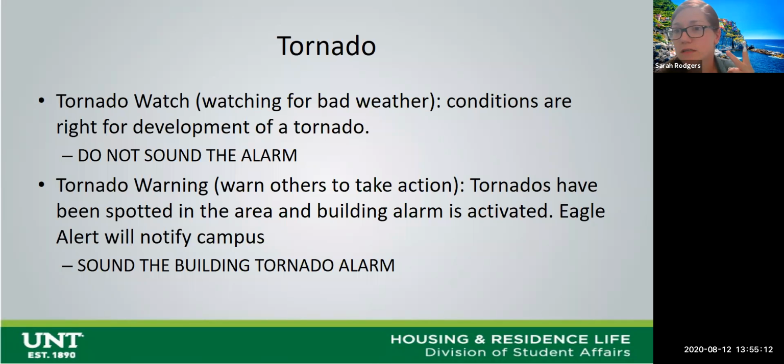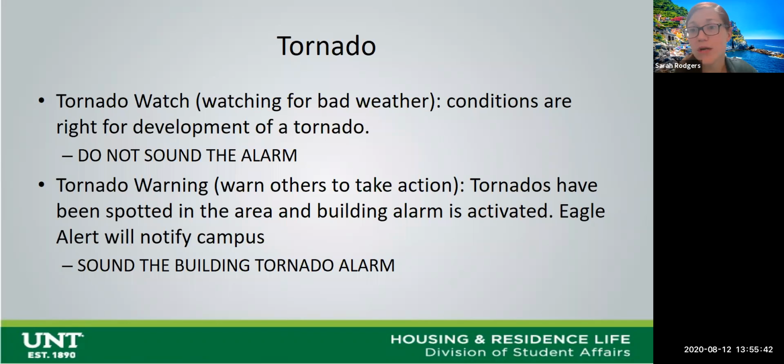Two different things to note about tornadoes. First, there's a tornado watch. That means we're watching for bad weather. That does not necessarily mean that there is a tornado present. That means that the conditions are perfect for a tornado to form. So no alarm would be sounded in that scenario. You'll probably get an alert on your phone. If you have your news alerts and things like that, you'll get a weather alert, probably if you have any sort of weather app on your phone, if there's a tornado watch.